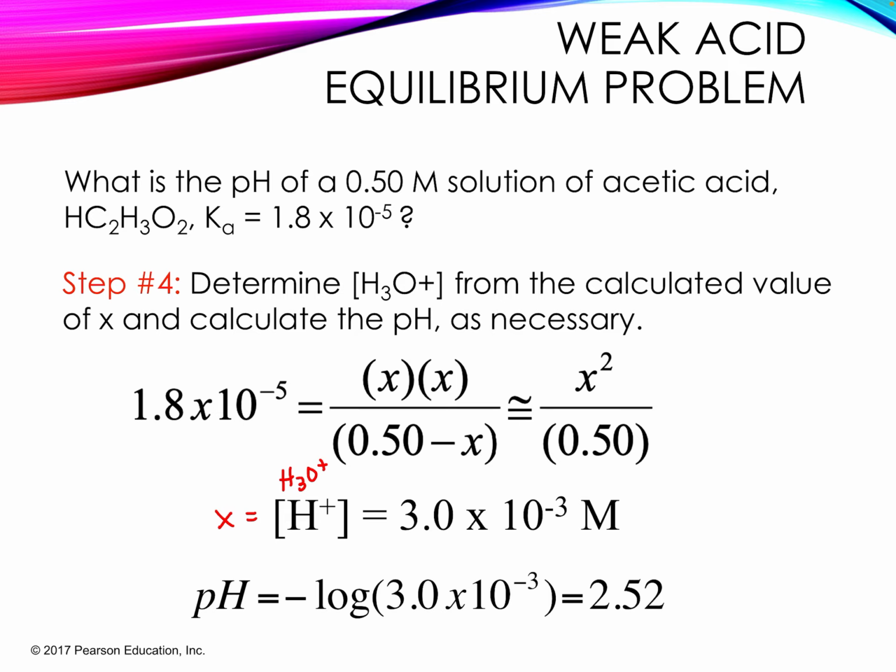So 2.52, that's an acidic pH, and it's a weak acid, right? Acetic acid is a weak acid, so we're not getting something like 1 or 0.5. We're getting 2.5, which is a weak acid pH. So that tells us that it's likely we've done the problem correctly.